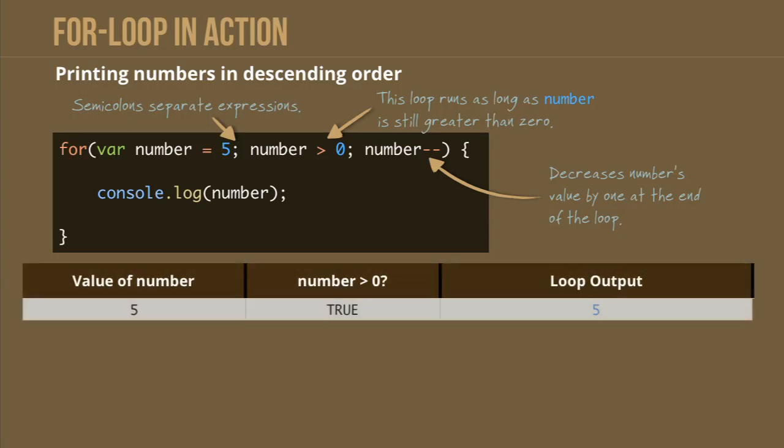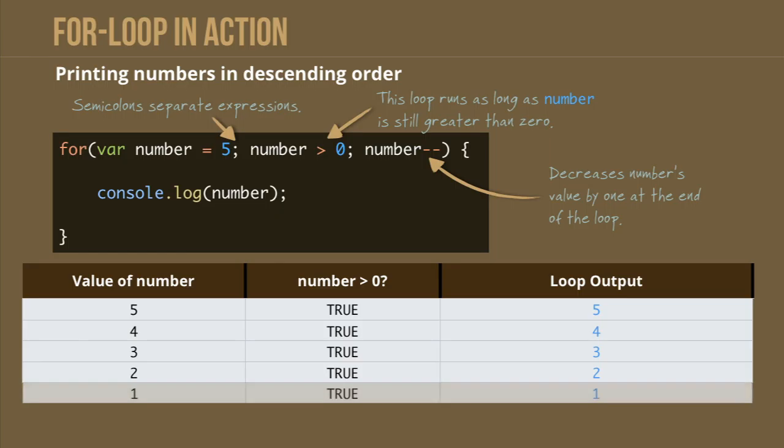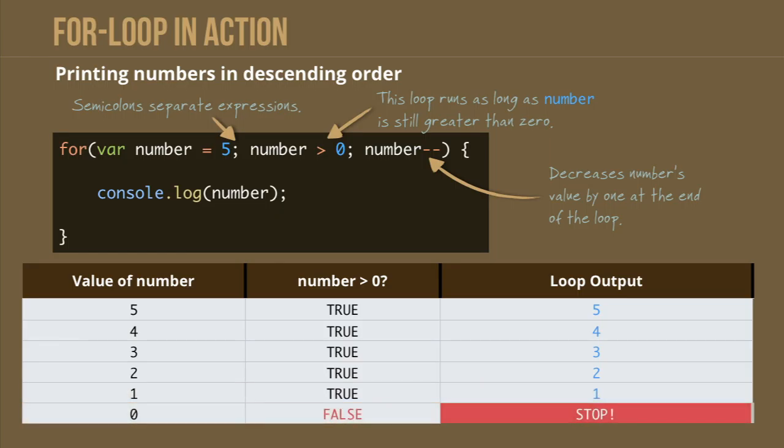When the value of number is 5, well, clearly 5 is greater than 0, so that condition would evaluate to true, and then we would get a printout of the number 5 for that particular loop. That cycle would continue until number reached a value of 0, and when number was 0, it would clearly not be bigger than 0, and so the condition would be false, and the loop would stop.